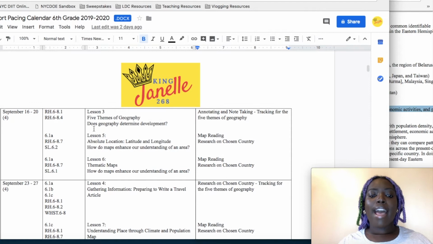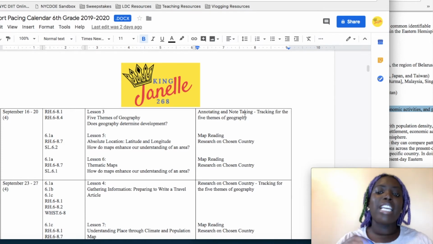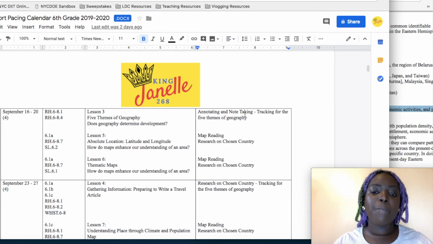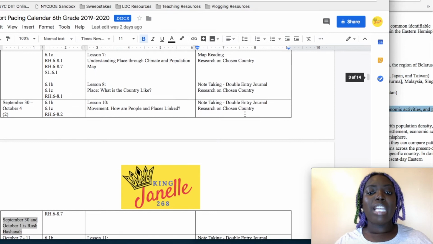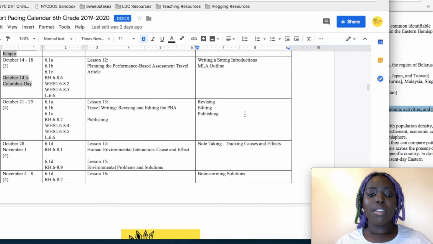The third week, I have them doing lesson 3, 5, and 6 in a 4-day week. And it's, again, by that time, I think the routine should be more cemented, and students can probably get through the 3 lessons. All right? And I have annotating and note-taking. That's something that they would have been introduced to before, and we're just building and tracking for the 5 themes of geography. So they actually look at, not just annotate and notate, but they're looking for those 5 themes of geography. Map reading. So I'm not going to bore you by going through every single thing on my pacing calendar.